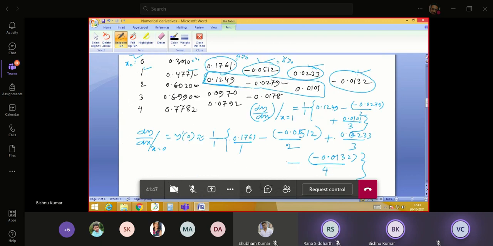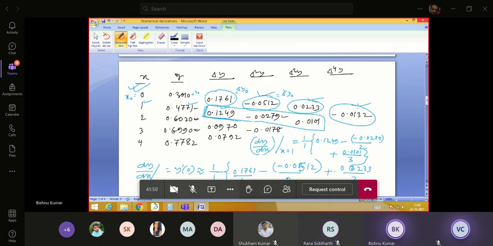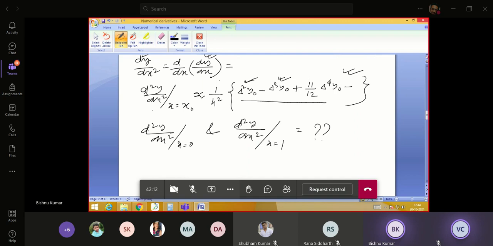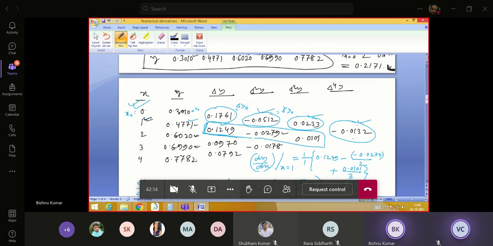So in the difference table, all the values, the second difference, this minus this plus 11 by 12 this. Outside 1 by h square means 1 by 1 square means 1. That is the second derivative at 0. Second derivative at x1: here is also the same logic you have to follow. That time, associated to 1 you have to consider the upper diagonal elements, and you have to use the same formula as we have done previously, a little earlier. Okay.